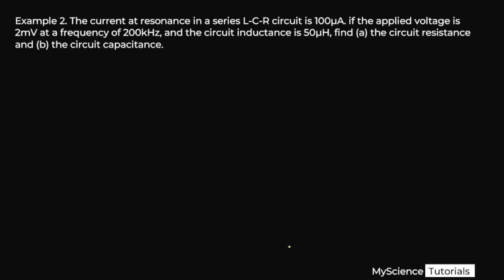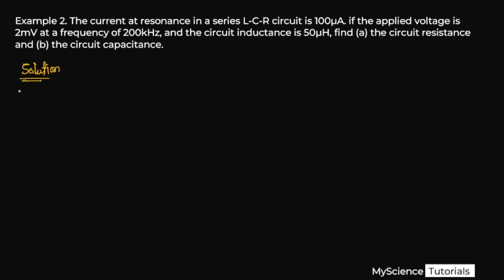We have the current at resonance in a series LCR circuit is 100 microamperes. If the applied voltage is 2 millivolts at a frequency of 200,000 hertz and the circuit inductance is 50 microhenry, we have to find the circuit resistance and then the circuit capacitance. Alright, so let's go ahead and look at all the parameters that we have in this particular question. So we write down our solution.